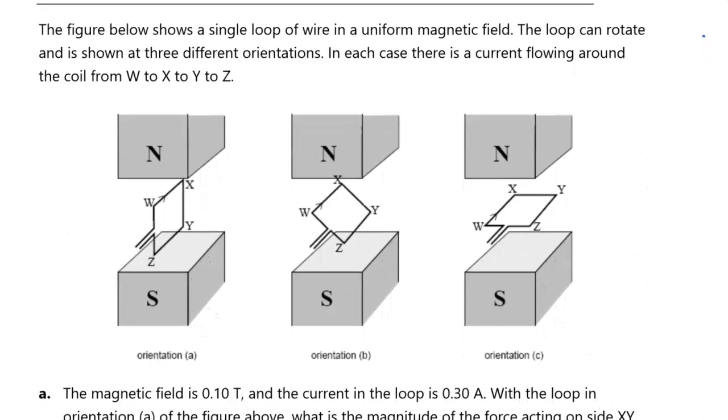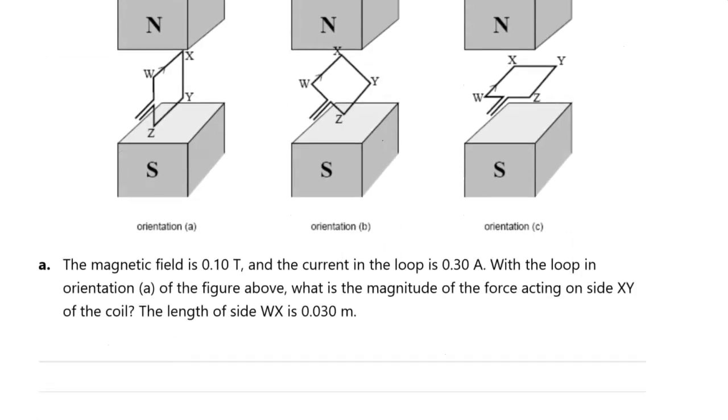Okay, another question. We've got a single loop, so that tells us n equals 1 again, and it's in a uniform magnetic field. The loop can rotate as shown in 3 different orientations. In each case, there is a current flowing around the coil from W to X to Y to Z. So it's going in this direction, which is labelled as a little arrow on each of those diagrams there.